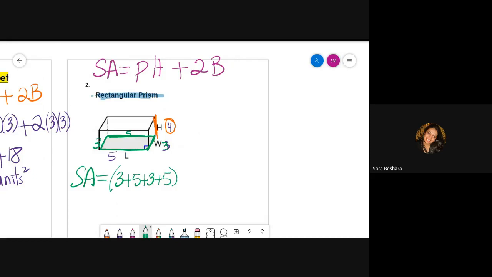So it would be times 4 plus 2 times B. B is the area of the base. Now again, the base is a rectangle. How do I find the area of a rectangle? Yeah, L times W, so that's 5 times 3.